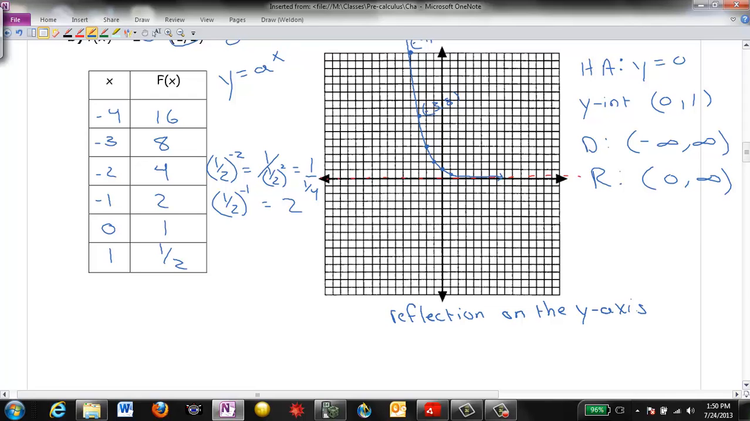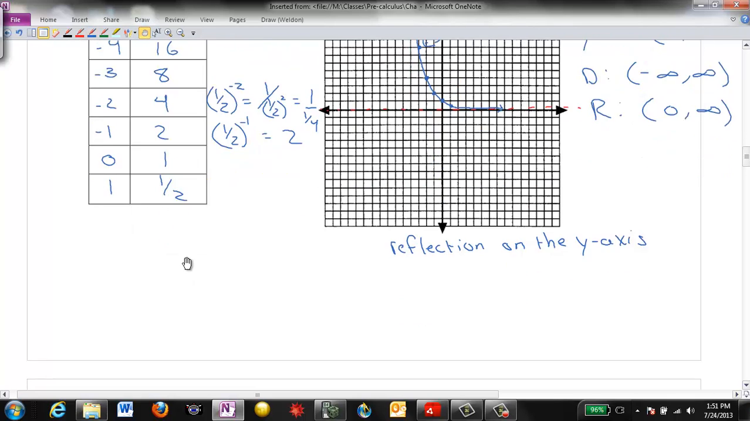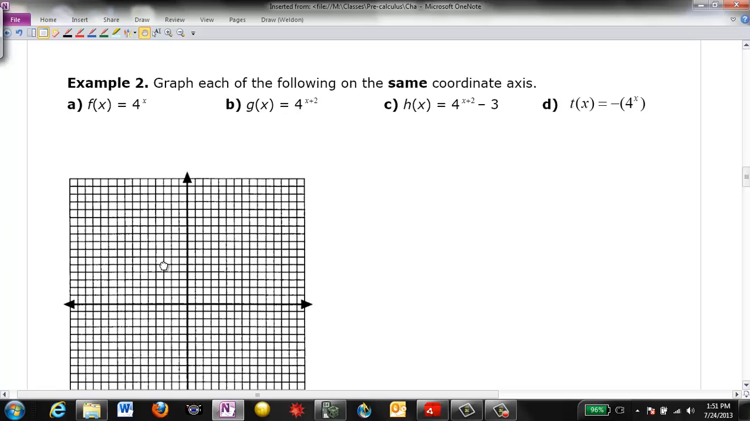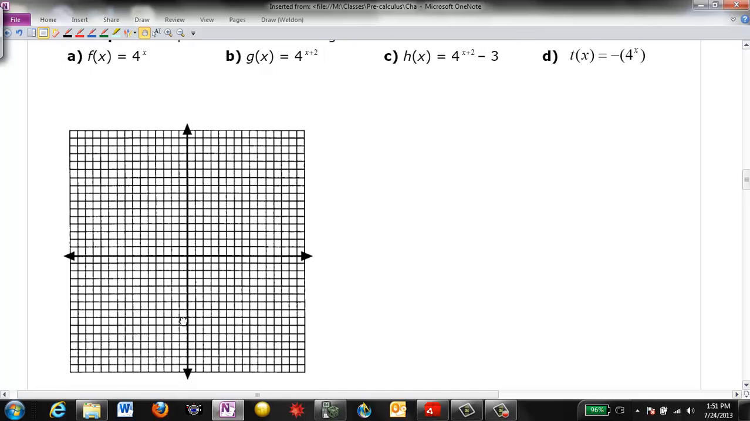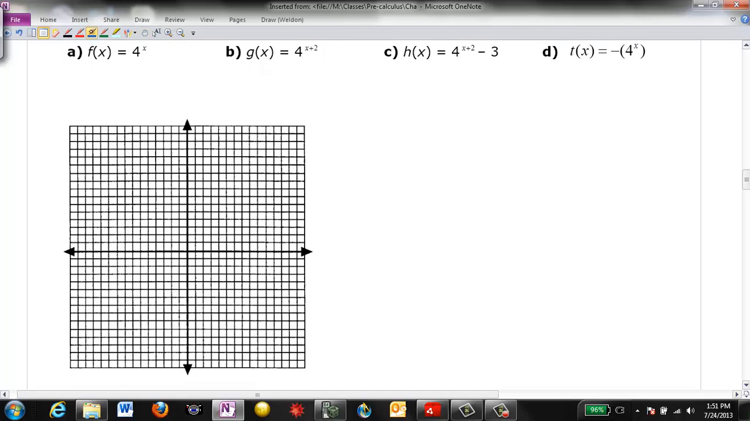How do we transform these things? Well, you just saw how to reflect our exponential curve on the y-axis. So let's take a look at a couple other transformations that we can perform on an exponential function here. So what we're going to do is take these graphs here. We have a parent function, f of x, 4 to the x. And we're going to transform it. We're going to move it up and down and left and right and maybe do a couple of reflections and see how we can represent those transformations symbolically in our function forms.